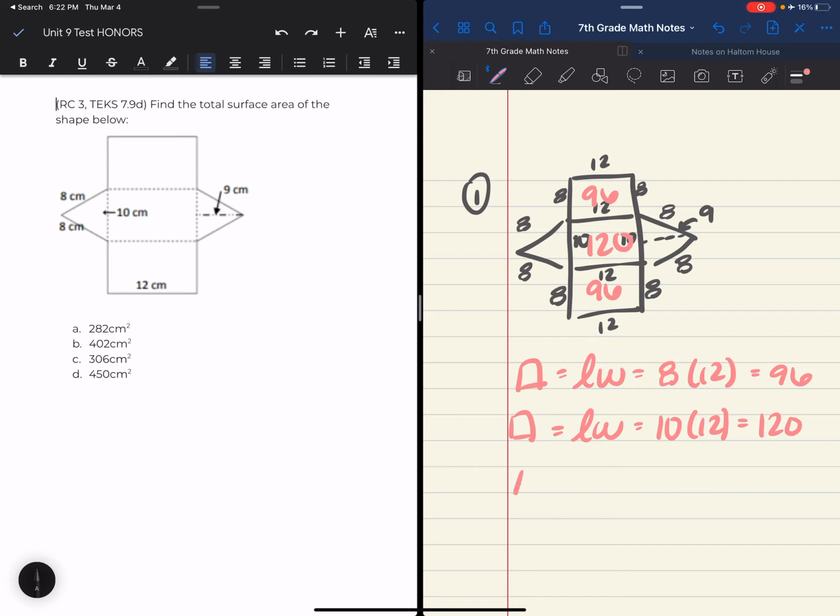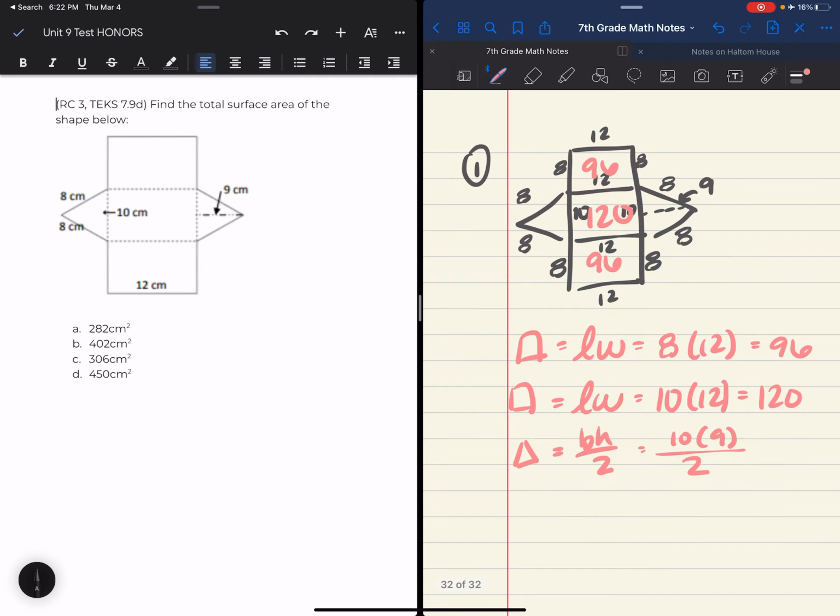Then my two triangles is base times height divided by 2. The base is 10. The height is 9 divided by 2. Now, I always like to reduce before I multiply. So I'm going to reduce the 10 and 2. 10 divided by 2 is 5. Now I'm just doing 5 times 9. Instead of doing 10 times 9 and cutting it in half, I'm just doing 5 times 9. I already cut it in half, which is 45. But if you truly do not understand that math, 10 times 9 is 90. 90 divided by 2 is 45. So these two guys, my two triangles, are 45.